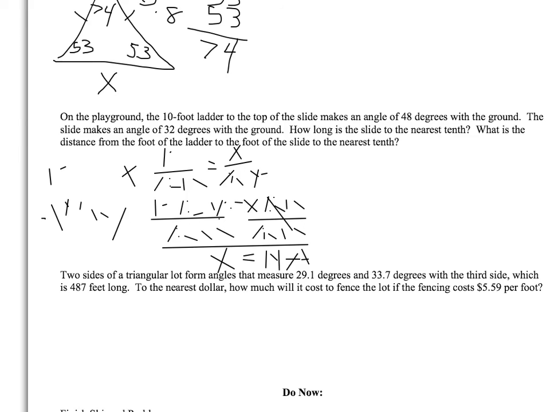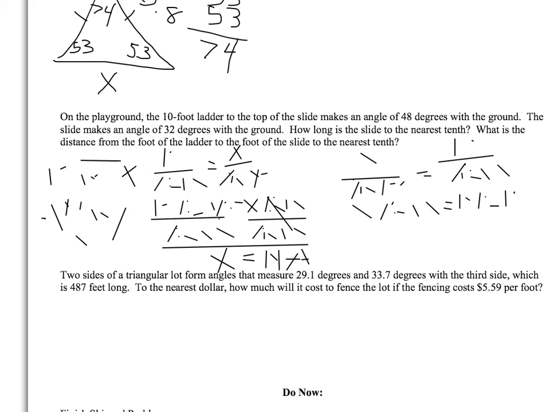What is the distance from the foot of the ladder to the foot of the slide? Well, that's this distance. And the way we find that is using another law of sines. When you need the angle across from y, that angle will end up being 100 degrees. So it's going to be y over sine 100 equals, and I'm going to use the 10 over sine 32. Cross multiply. Divide by sine 32. And you'll get y is equal to 18.6 feet.